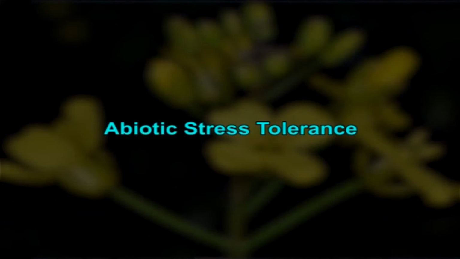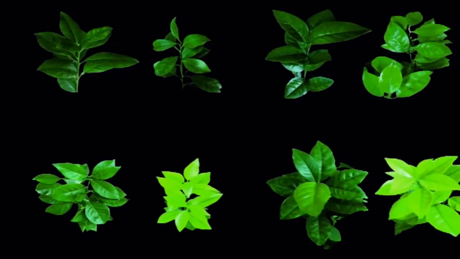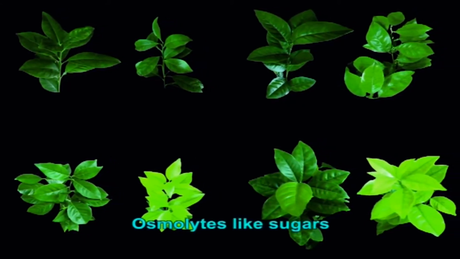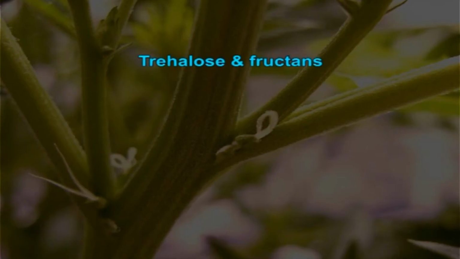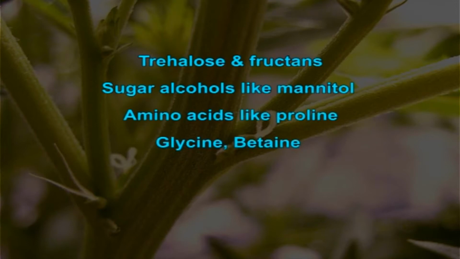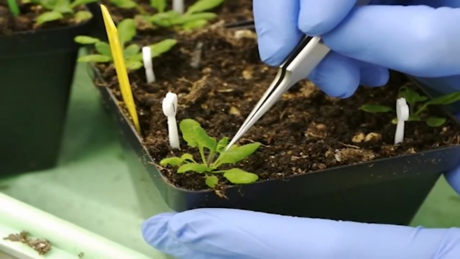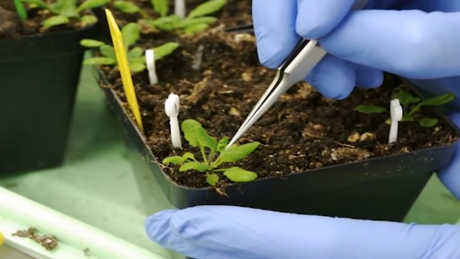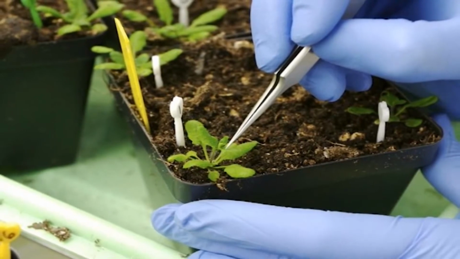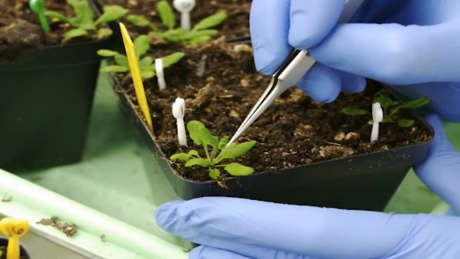Abiotic stress tolerance. The plants display their abiotic stress response reactions by the output of stress related osmolytes like sugars. Examples include trehalose and fructans, sugar alcohols like mannitol, amino acids like proline, glycine betaine, and particular proteins like antifreeze proteins. Transgenic plants have been developed which overexpress the genes for one or more of the compounds stated. Such plants display improved tolerance to environmental stresses.